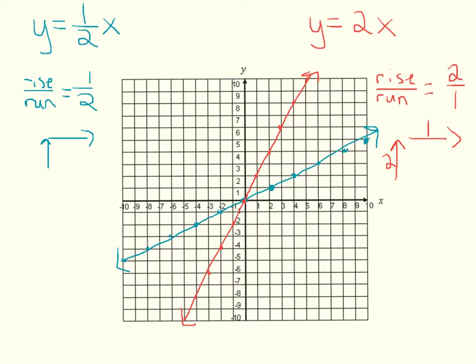After you graph every line, just always double check left to right. Are you going uphill or downhill? Both of these are going uphill, which makes sense because our slope is positive in both of our equations.